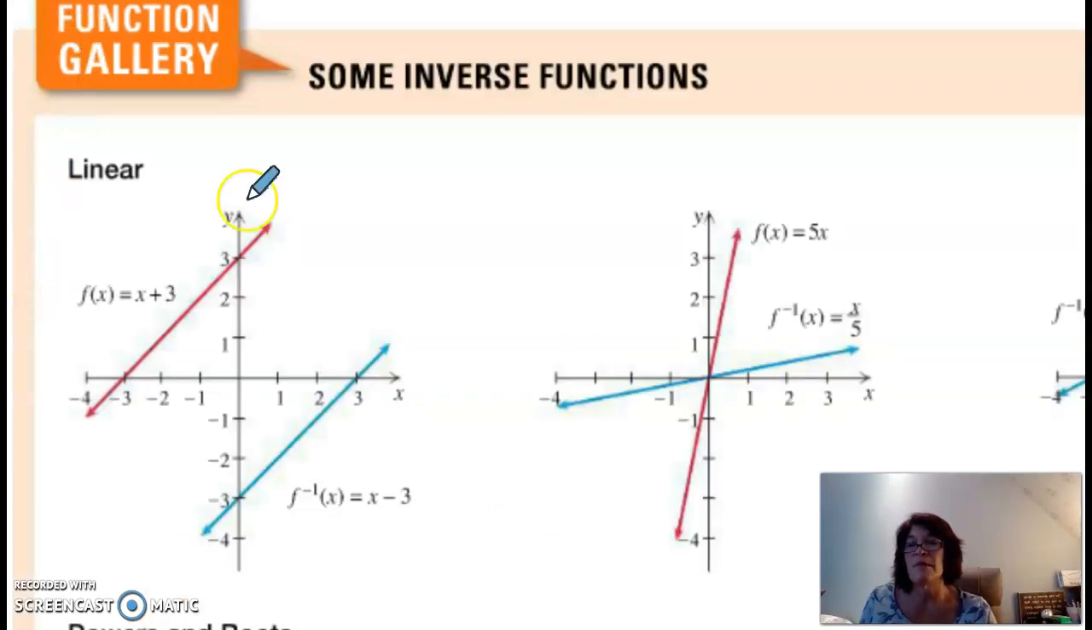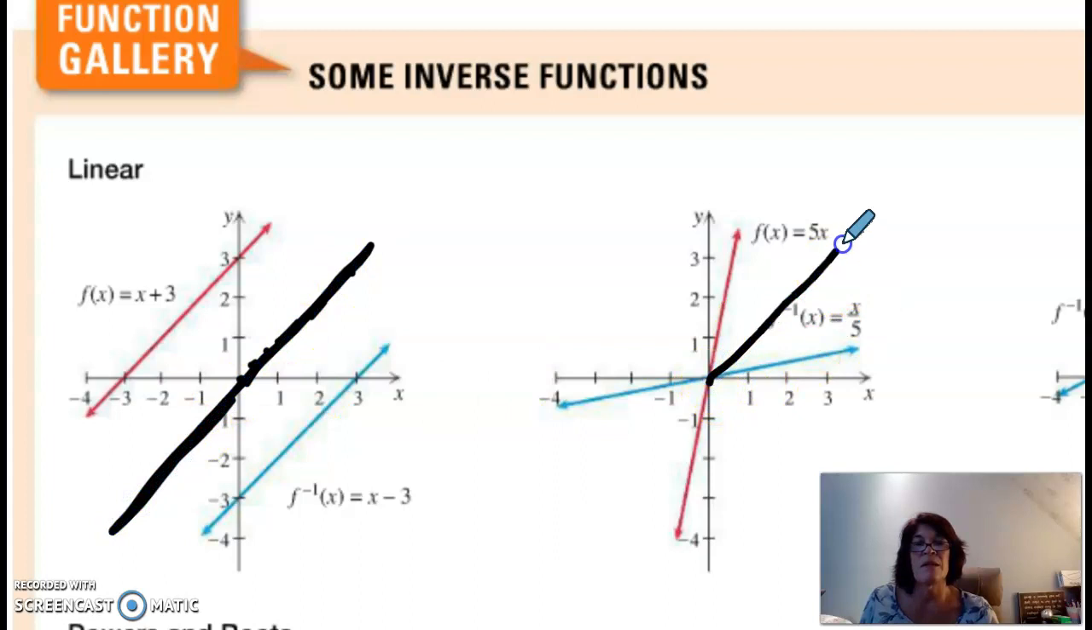Here's some pictures of some inverse functions for you. X plus 3, the inverse is x minus 3. Again, notice they're always going to be symmetrical about the line y equals x. Here's the line y equals x, and it's symmetrical about it. 5 times x, x divided by 5. Those are inverses of each other.